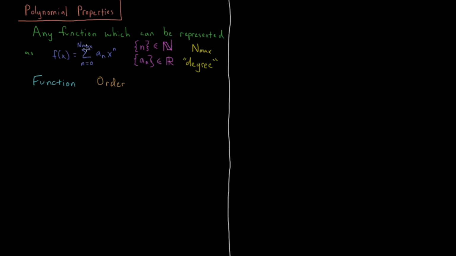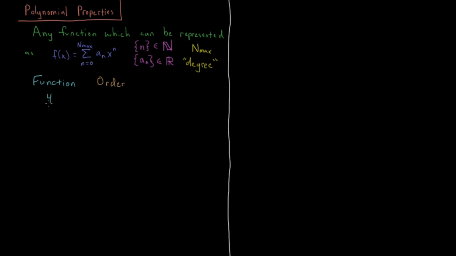And then this value n max is called the degree of the polynomial. The degree of the polynomial tells us some useful information about it for doing things like adding and multiplying it with other polynomials. Okay, so let's look at some polynomial functions and what their order is.